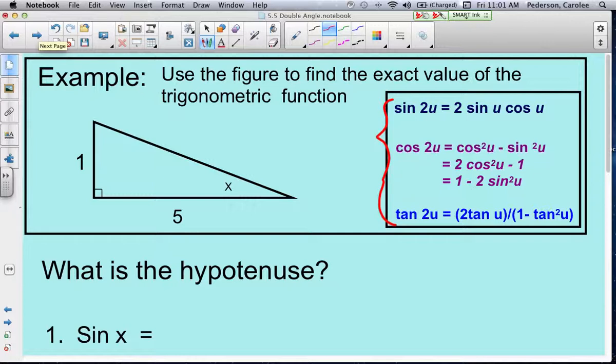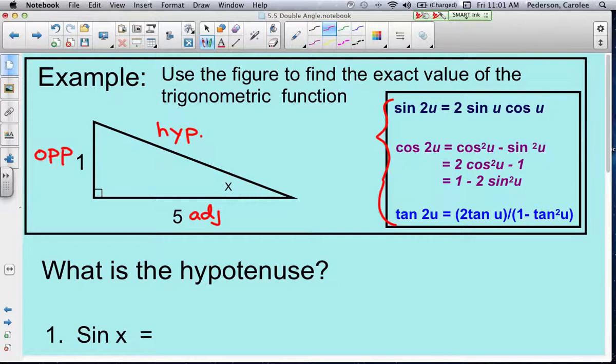And then to review with you, this is the side opposite to angle x. This is the side hypotenuse to angle x. And then this is the side adjacent. So what we've given you is 2 out of the 3 sides for this right triangle. So before we begin, let's go ahead and find out what is the length of that hypotenuse.